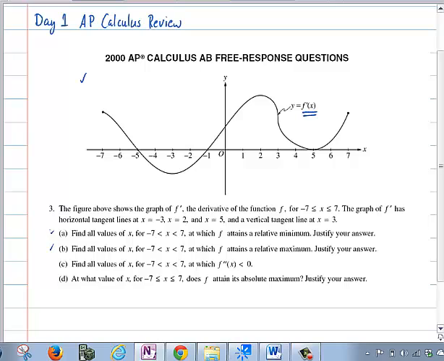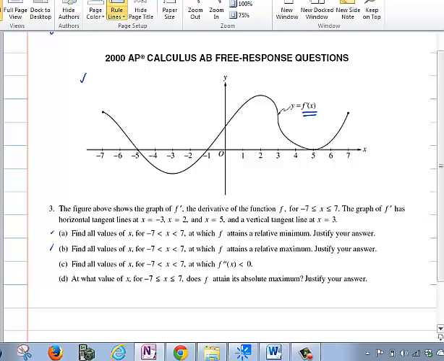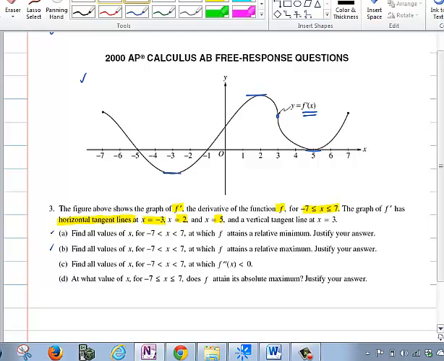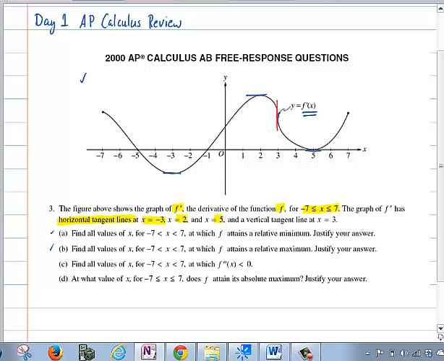In the statement it says, a figure above shows a graph of f prime, the derivative of the function f. Over an interval from -7 to 7, the graph of f prime has horizontal tangent lines at x equals -3, 2, and 5. So we can just mark that as such. We have horizontal tangency there, and a vertical tangent line at x equals 3. I would suggest drawing vertical tangency there, just to remind you that that's vertical tangency.